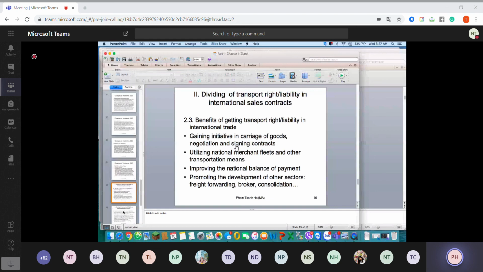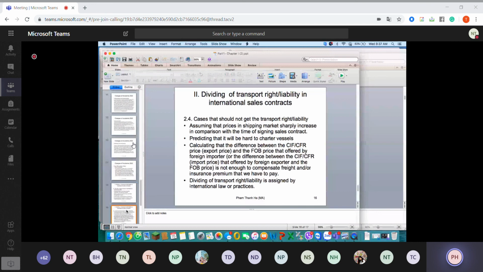For the next slide, about dividing or arranging transportation rights or liability in the sales contract, and also the benefits of gaining transportation rights, and the cases where you should not take the transportation rights or liability, I would like you to read by yourself.